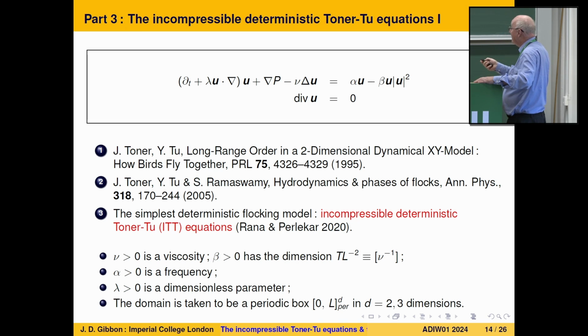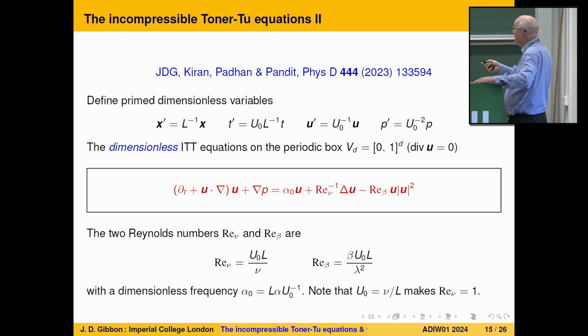And nu is, of course, a viscosity, because this is Navier-Stokes on the left, and this is some form of forcing which plateaus at square root of alpha over beta. Nu is a viscosity. Beta has the dimension of an inverse viscosity, which is important because we're going to define two Reynolds numbers. Alpha is a frequency, lambda is dimensionless, and we're going to be on a box like so. And this is in this joint paper here.